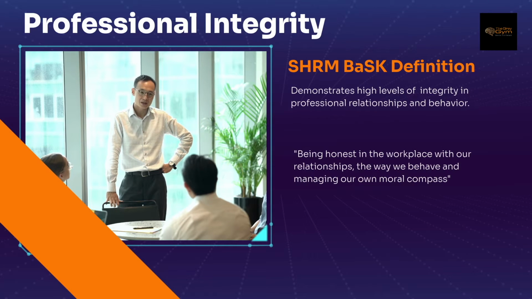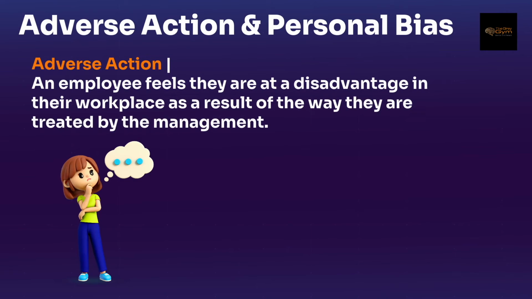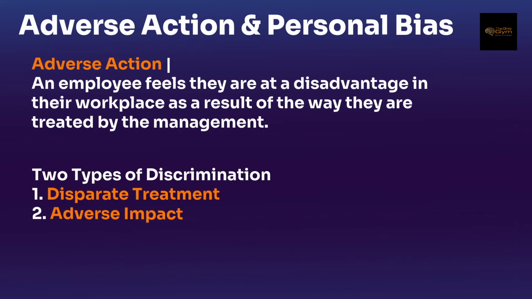The first topic we will discuss is adverse action and personal bias. An adverse action occurs when an employee feels that they are at a disadvantage in their workplace as a result of the way they are treated by their manager. An employee may be terminated, demoted, or another employment decision may be taken that adversely affects an individual because of their race, color, religion, sex, age, disability, or even genetic information. We must be careful and ensure that our biases, whether conscious or unconscious, do not result in adverse actions to employees. There are 2 types of discrimination that can occur in this case, which are disparate treatment and adverse impact.